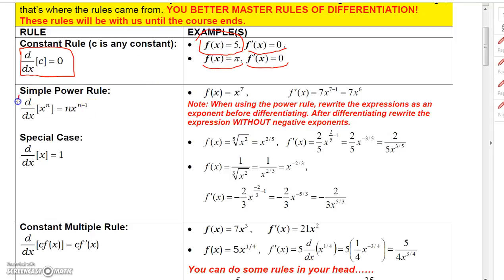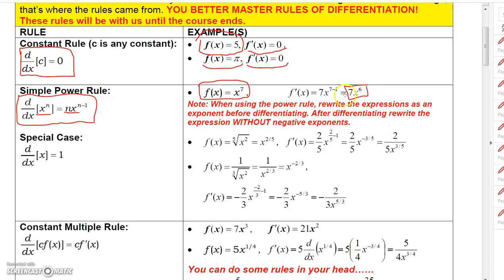Now, one of the favorite rules is the simple power rule. There's a general power rule we'll talk about later. But the simple power rule says, what if you want to differentiate x to the n with respect to x? Well, the rule is pretty simple. You just bring down the exponent n, and then you multiply it by x to the n minus 1. In other words, you reduce the exponent by 1. So an example of that would be if you want the derivative of x to the 7th, well that derivative would be 7 times x to the 7 minus 1, or 7x to the 6th.